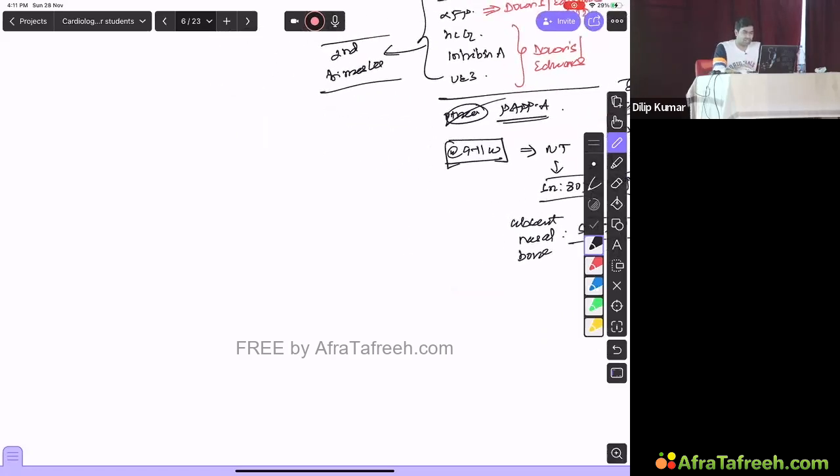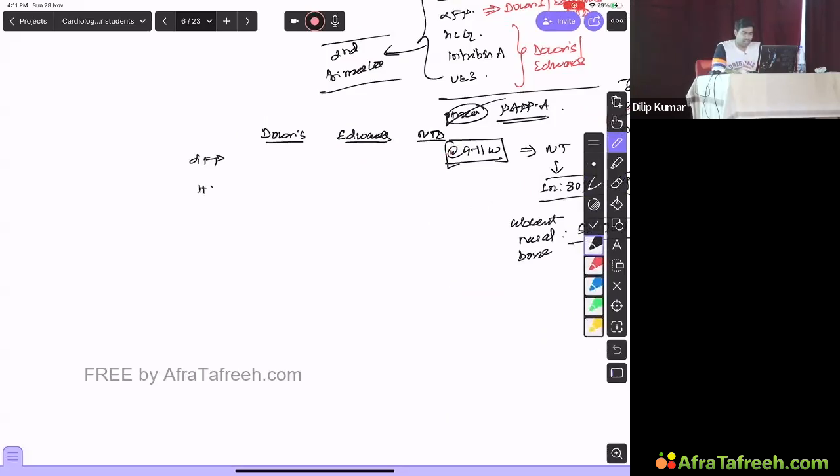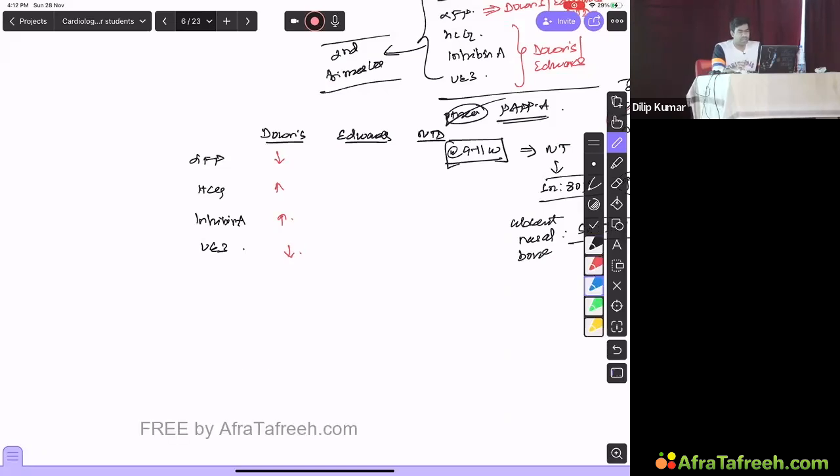So what will be the features? If you write Downs on one side, trisomy 18, that is Edwards, on the other side, and NTD, neural tube defects, on another side, what will be the abnormalities in alpha fetoprotein, beta HCG, inhibin A, and unconjugated estradiol? In Down syndrome, alpha fetoprotein will be low, HCG will be high, inhibin also will be high, whereas estradiol will be low. This pattern you should definitely know for the exam. 2 will be low, 2 will be high.